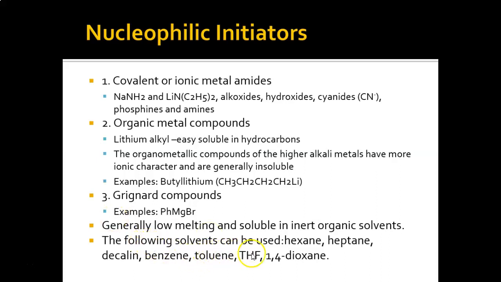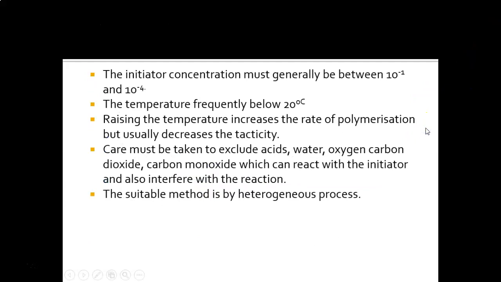The following solvents can be used: hexane, heptane, decalin, benzene, toluene, tetrahydrofuran, 1,4-dioxane. The chemical formula of a Grignard reagent can be given as RMgX, where R is an alkyl, aryl, or other organic group, and X is a halogen, especially Cl, bromine, or iodine. The initiator concentration must generally be between 10 to the power of -1 and 10 to the power of -4, and the temperature frequently below 20 degrees C.